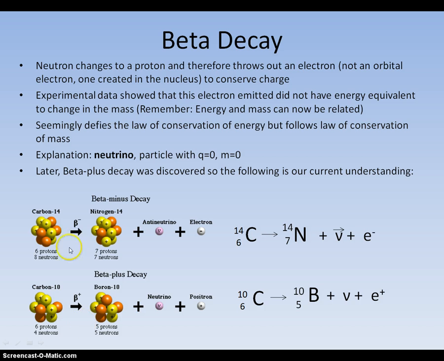Beta plus decay is just the opposite of beta minus. So instead of going from a neutron to a proton, you're actually going from a proton to a neutron.